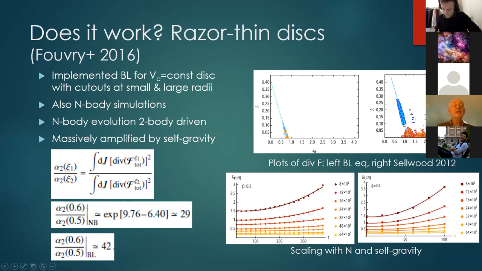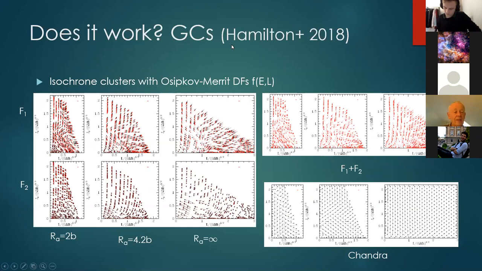So how does it work in the case of globular clusters? This is what Chris Hamilton did for a master's project. So he implemented the Balescu-Lenard equation for spherical clusters which had isochrone distributions and had potentially anisotropic distribution functions depending on E and L of the Osipkov-Merritt type. And here you see plots of the diffusive flux. This is the first order part and this is the second order part. And on the right here, you have the total flux.